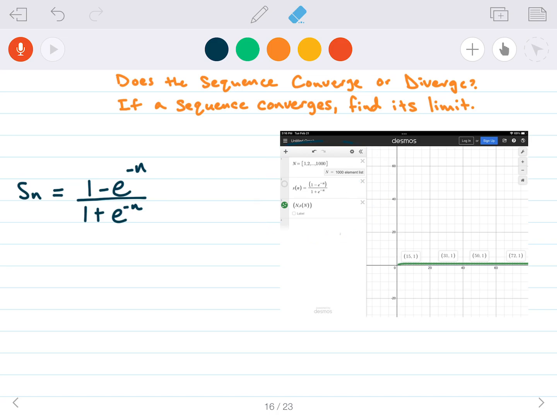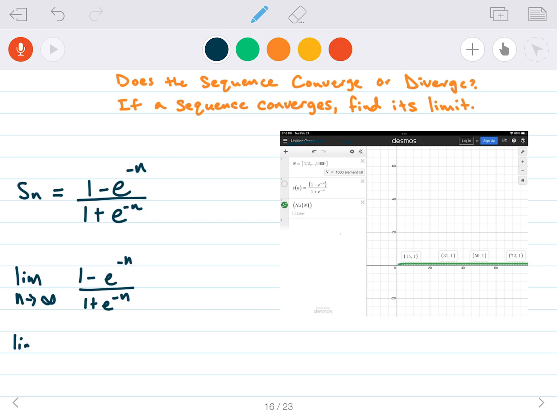Okay, so here my sequence is 1 minus e to the negative n over 1 plus e to the negative n. And it looks like this thing is going to converge to 1. Can we prove it? Well, yeah, we can prove it, because what are we really doing? We're taking the limit as n approaches infinity of 1 minus e to the negative n over 1 plus e to the negative n.